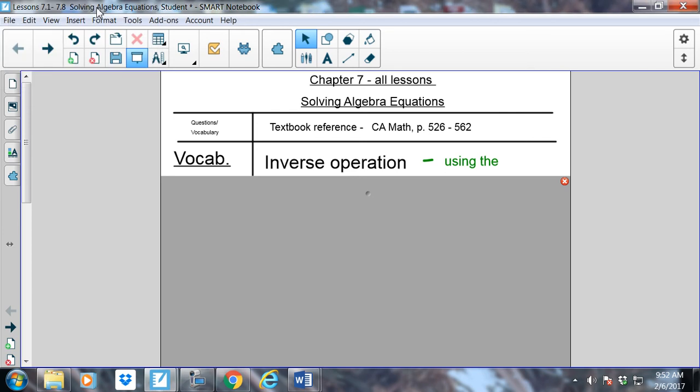Hello, this is your lesson for Chapter 7, Solving Algebra Equations. So we're going to continue what we learned in Chapter 6 in regards to variables and how to work with them. And now we're going to be solving for what that variable is. I told you a variable is a number that can change, that you don't necessarily know what it is. This chapter we're solving it to see what it is.